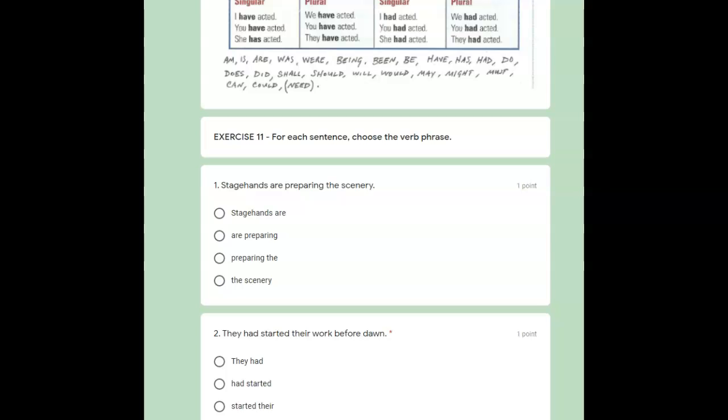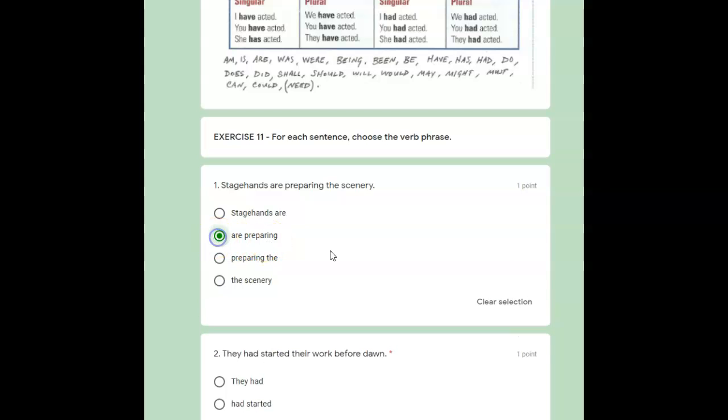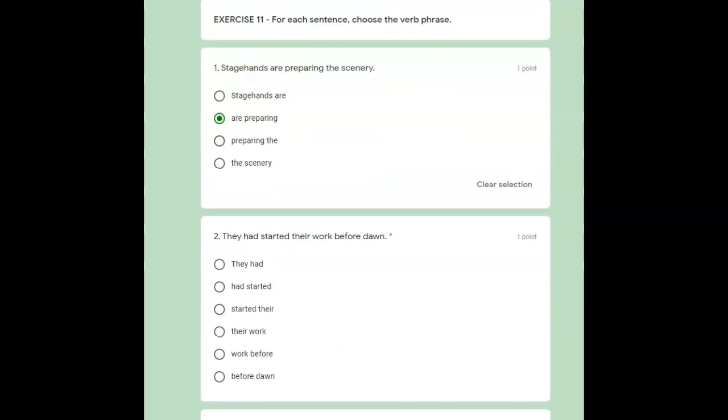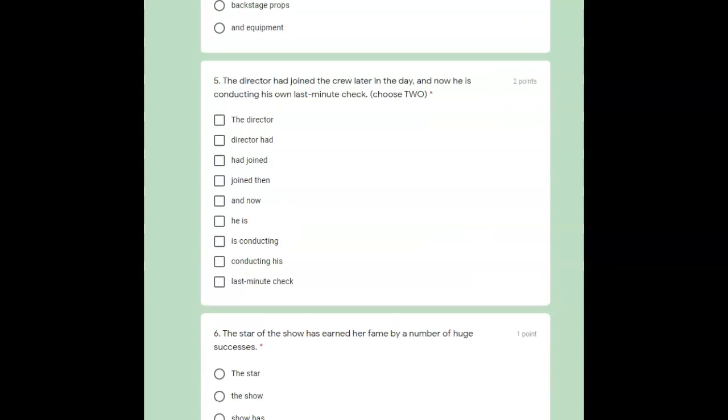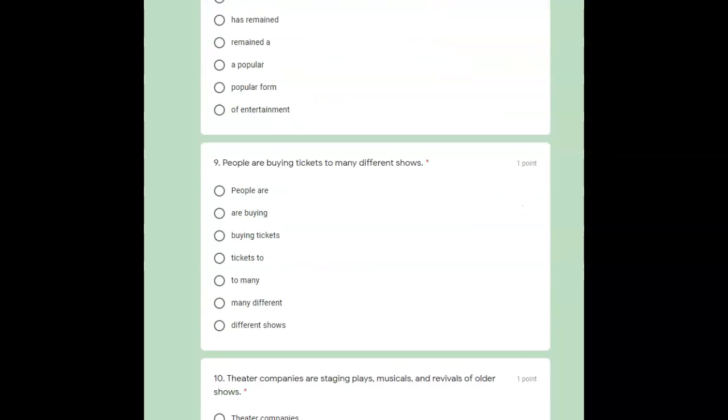So number 1, stage hands are preparing the scenery. So what is our helping verb? Is stage hands up here? No. Is are up here? Yes. So our first helping verb is going to be are. Is preparing a verb? Yes. So are preparing would be your choice. So that's how you do 1 through 10. 5, there are 2, so make sure you click 2 of the check boxes there for number 5.